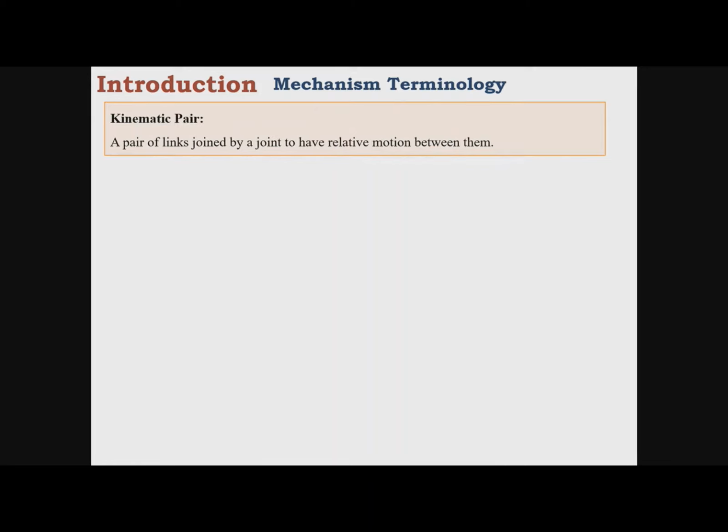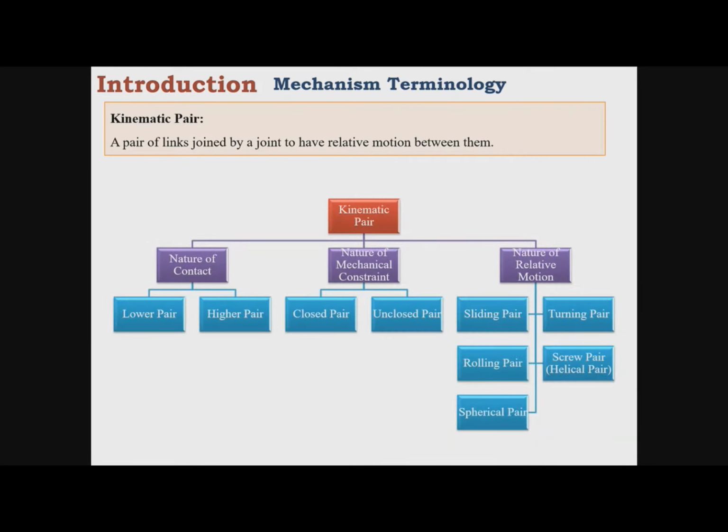Kinematic pair, a pair of links joined by a joint to have relative motion between them. Kinematic pairs are classified based on nature of contact as lower pair and higher pair. Based on nature of mechanical constraint, they are classified as closed pairs and unclosed pairs. Based on relative motion, they are classified as sliding pair, turning pair, rolling pair, screw pair, and spherical pairs.